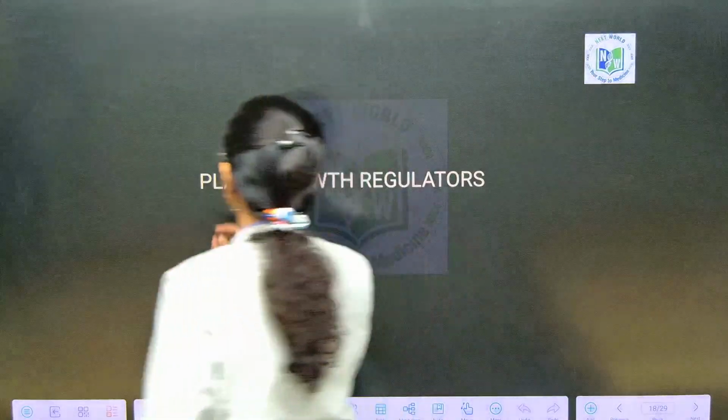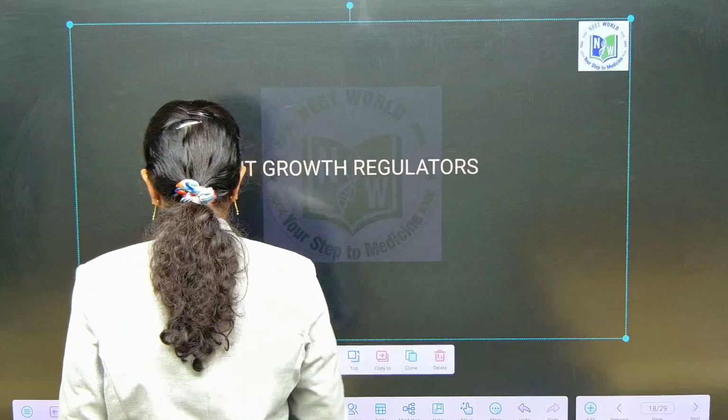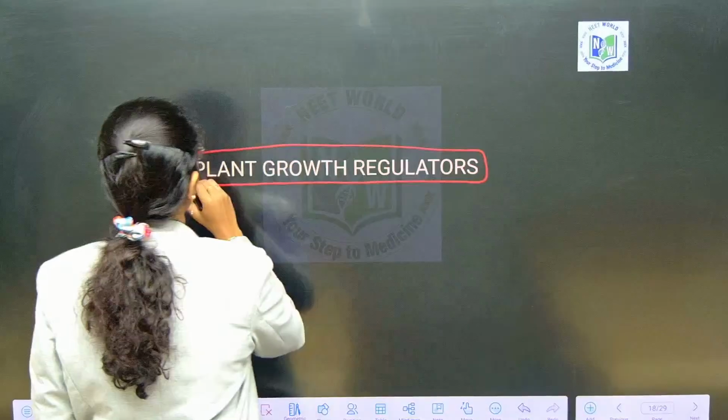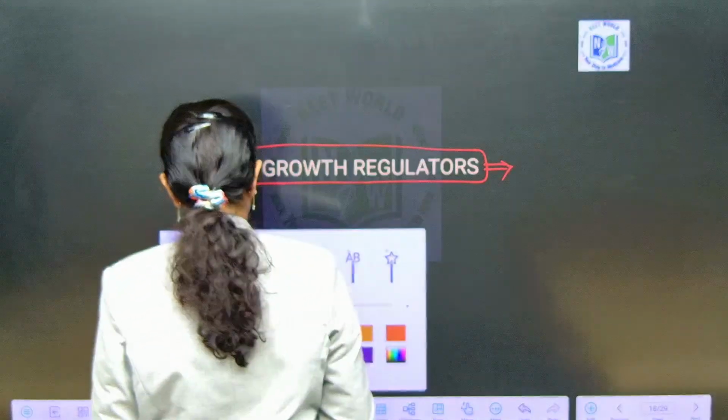So, here if you see, plant growth regulators are also addressed as phytohormones or plant hormones. What are these plant growth regulators actually?